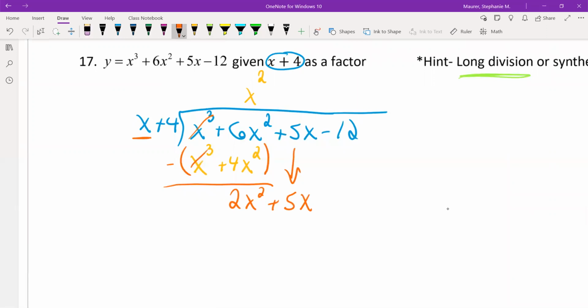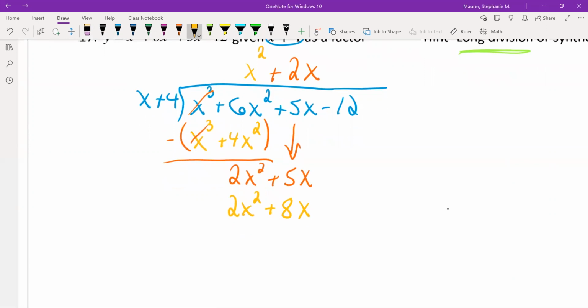So x times what gets me to a 2x squared? I'm actually going to times it by a 2x this time. In which case, when I times it by a 2x, 2x times x gives me a 2x squared. 2x times 4 gives me a positive 8x. And again, I'm ready to subtract. So I'm going to go ahead and subtract this.